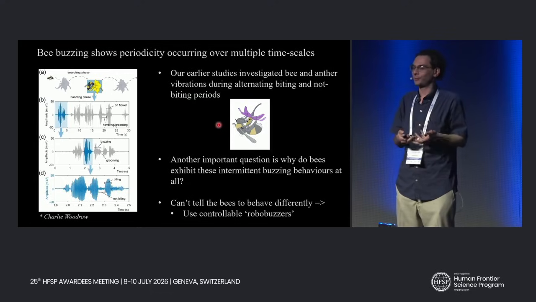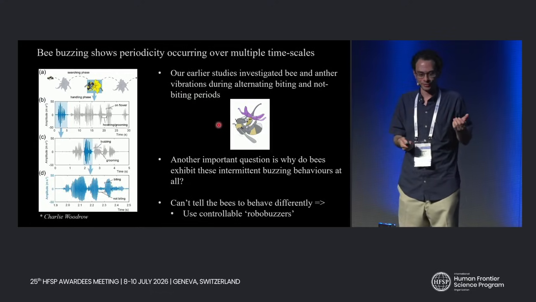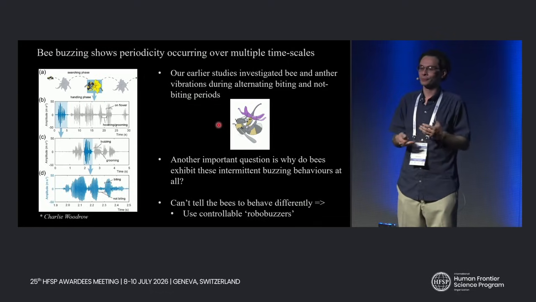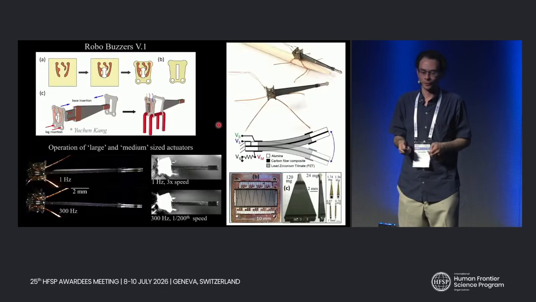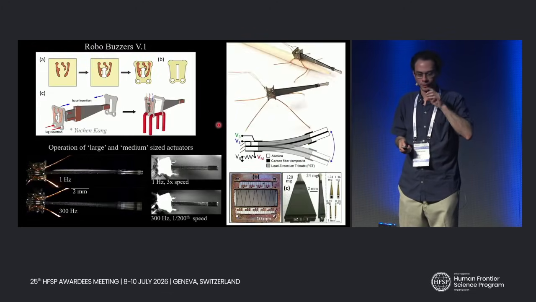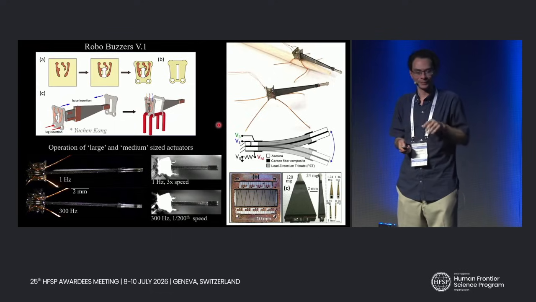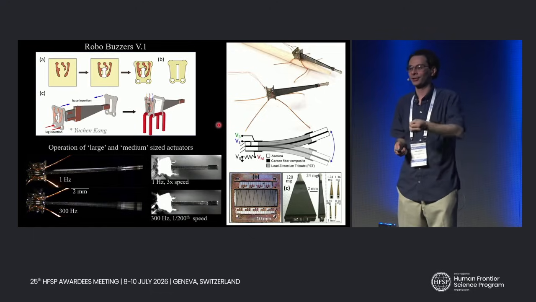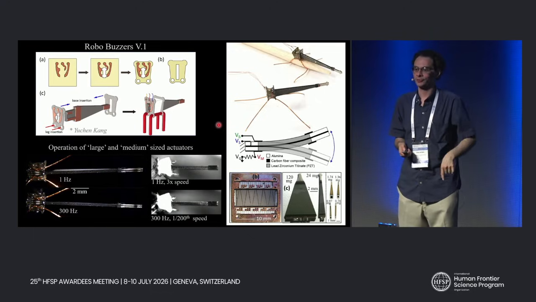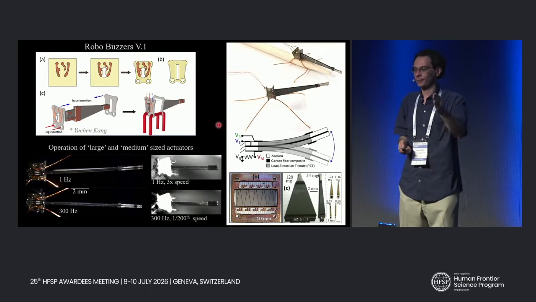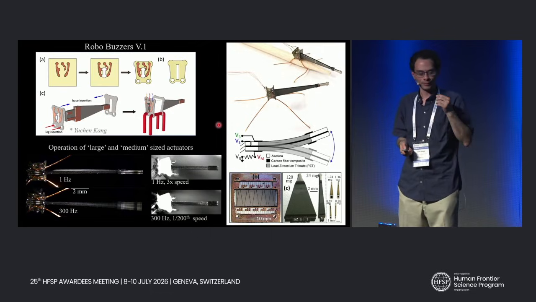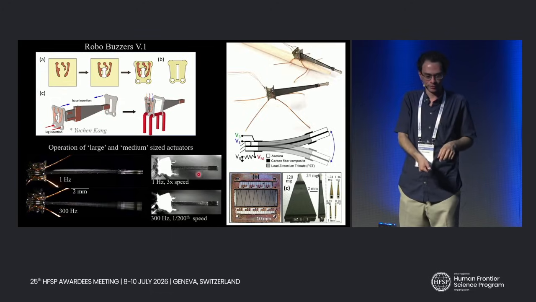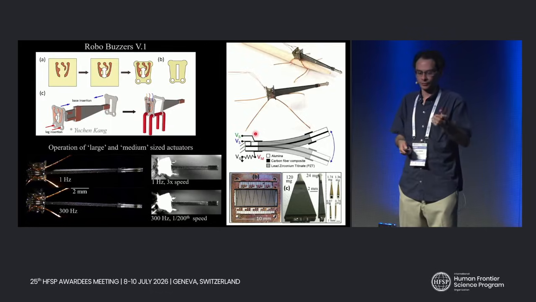But another important question is, why do bees exhibit this intermittent buzzing to begin with? We can't tell the bees to behave differently. Maybe we can mimic this behavior with a robotic version. So these were the first version of these devices. The idea is that they're a similar mass range to a real bee and can actually sit on the flower, as opposed to traditional external shakers. These are just a beam of material that bends back and forth when you apply an electric field. And we made these at several different sizes. Show a couple here. We can control the frequency and the amplitude.